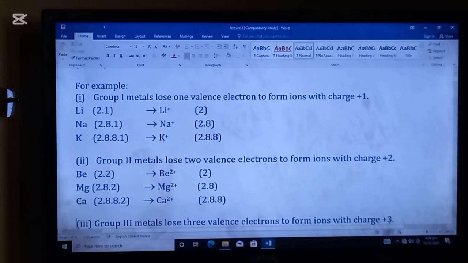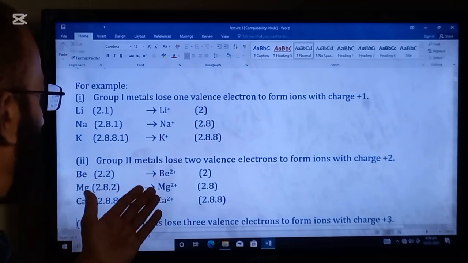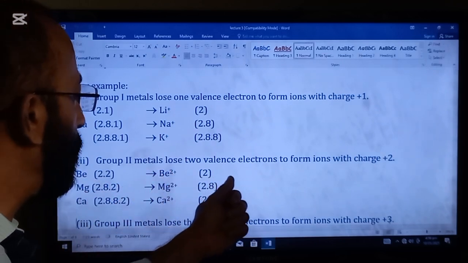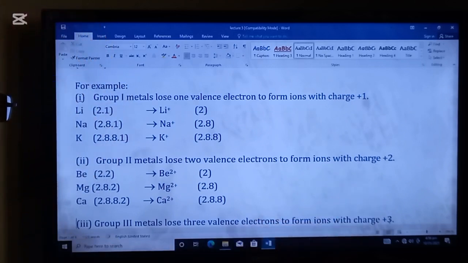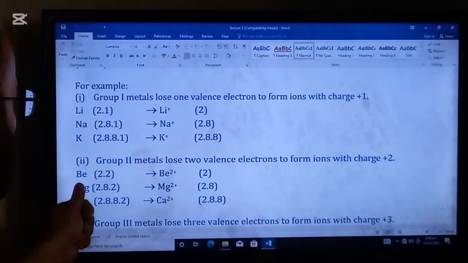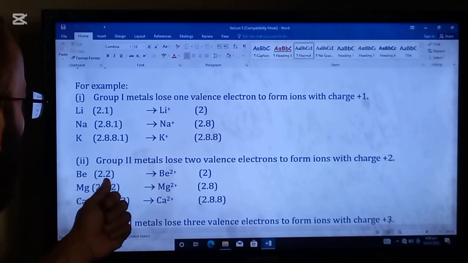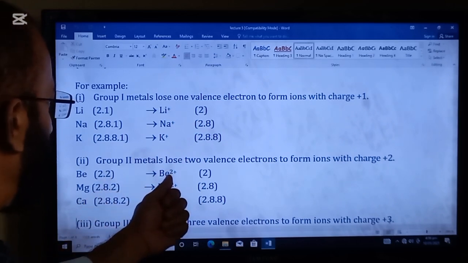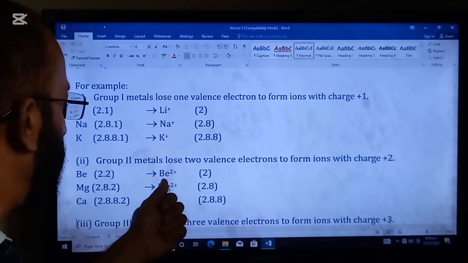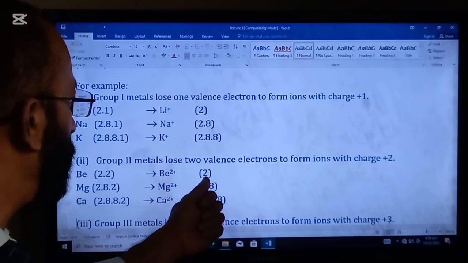Likewise, in the same method, group 2 metal atoms will lose 2 valence electrons to form ions with charge +2. Beryllium's electron configuration is 2,2. It will lose the last 2 valence electrons to get 2+ charge, and this will have electron configuration of 2.